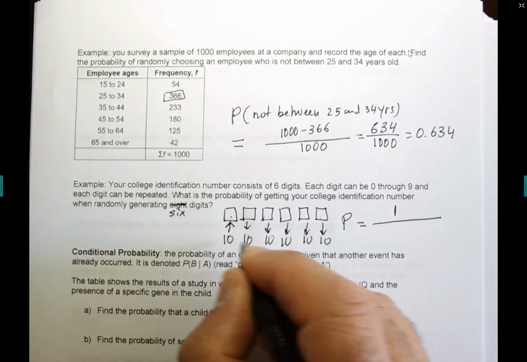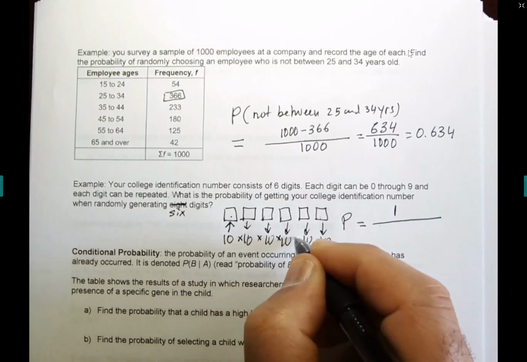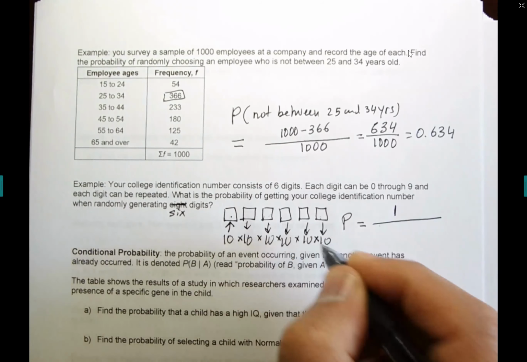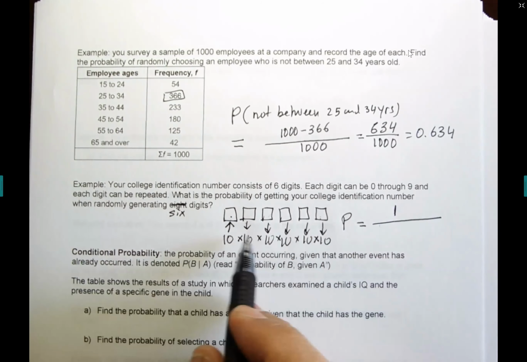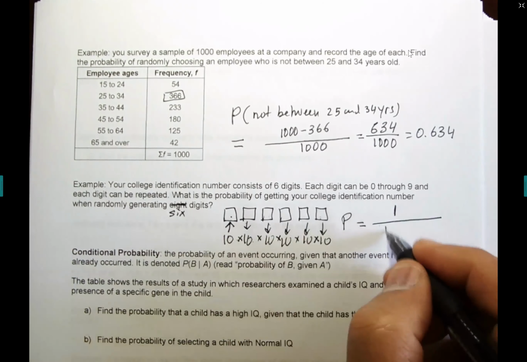And what do I do to figure out the total number of outcomes? We multiply them, guys. Remember, this is the counting principle. What's 10 times 10 times 10 times 10 times 10 times 10? It's a million.